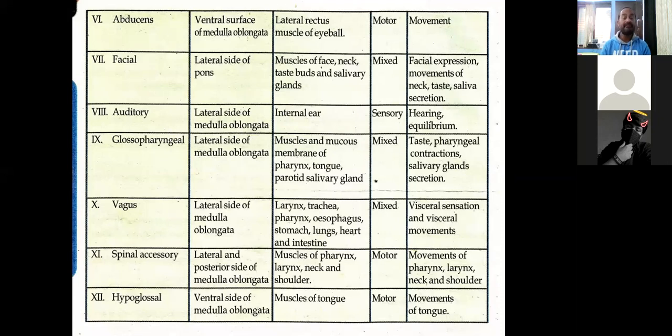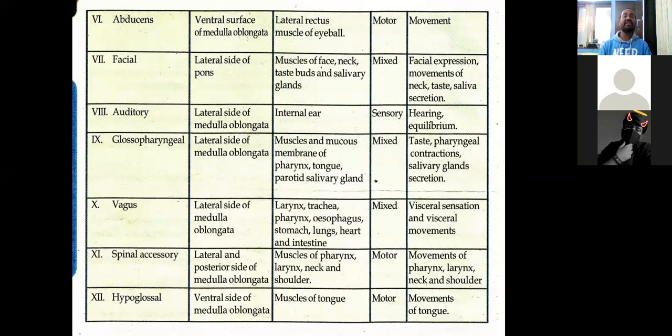So this is the vagus nerve. Vagus nerve, number 10, is tremendously important. It is covering 3 important systems: circulatory, respiratory and digestive. Again, it is of mixed nature. It carries visceral sensation and visceral movement that are related to, we can say, life and death. They are controlled by this vagus nerve.